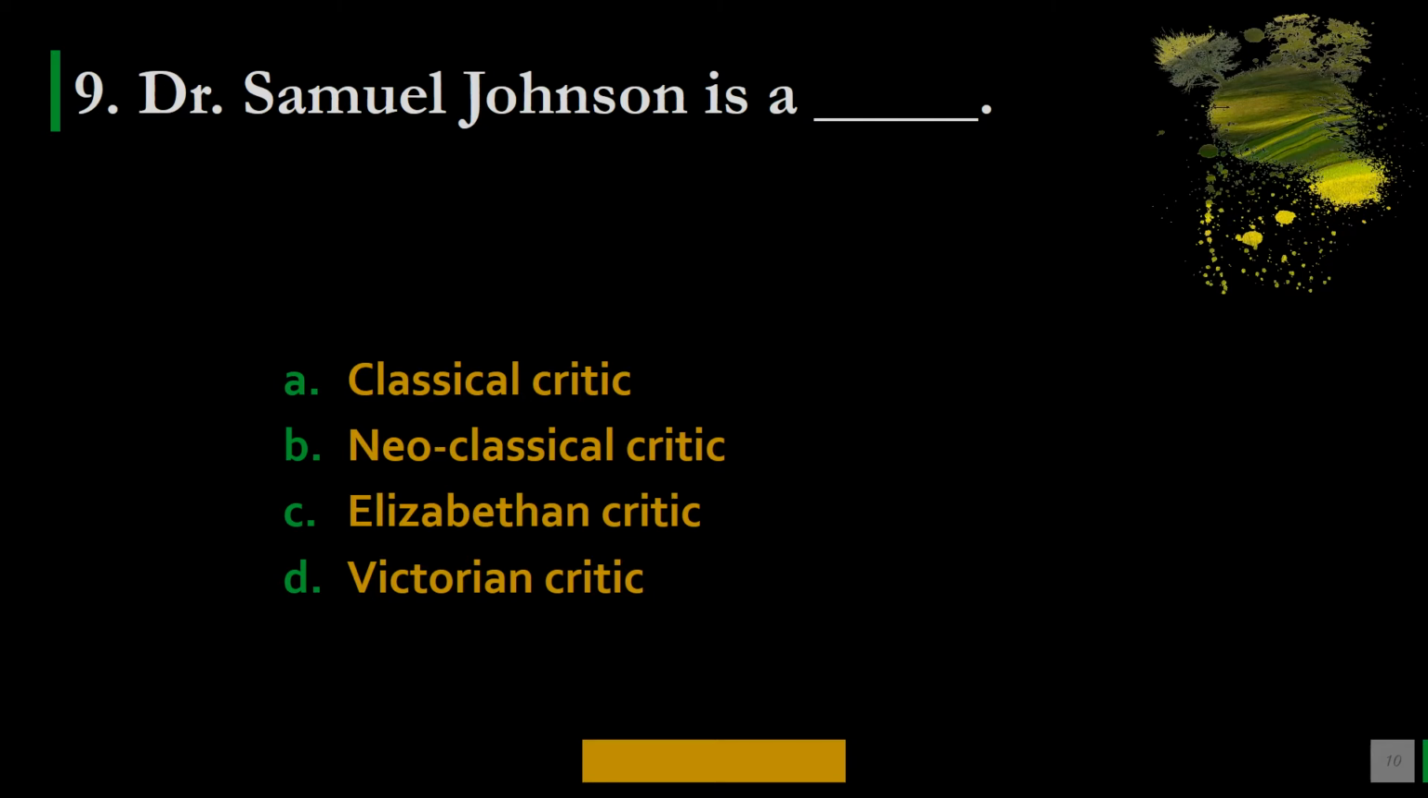Question number 9. Dr. Samuel Johnson is a dash. Options are A, classical critic, B, neoclassical critic, C, Elizabethan critic, and D, Victorian critic. Please note down your option, and the correct option is B, neoclassical critic.